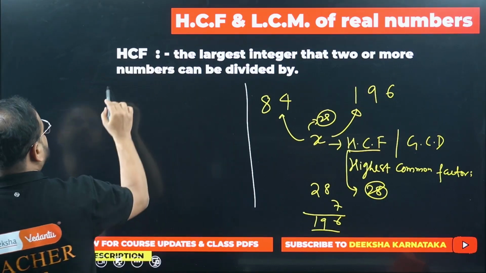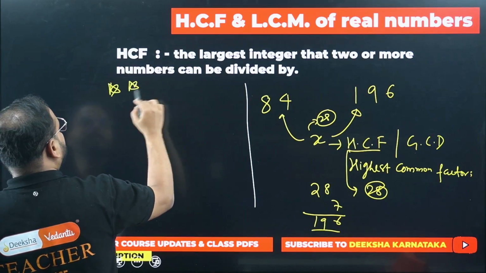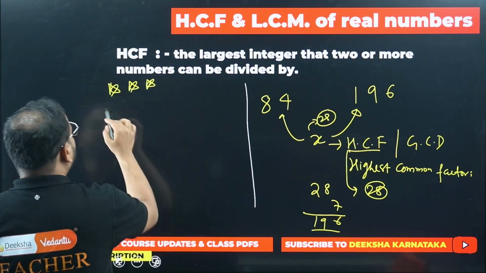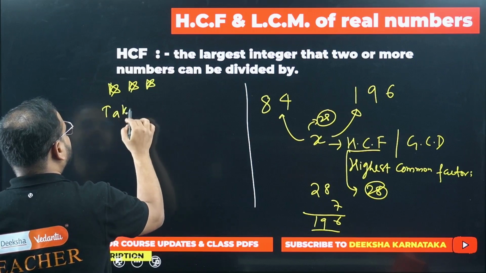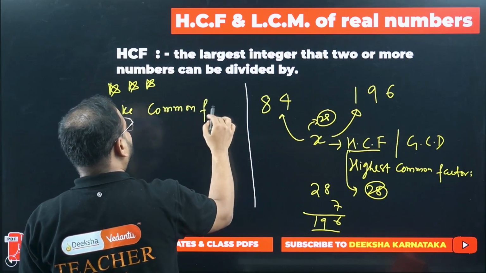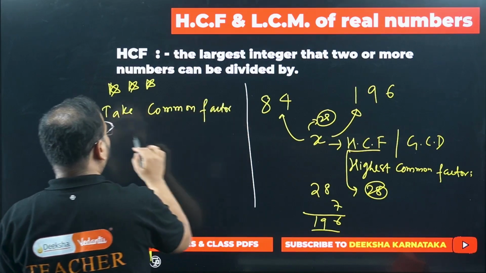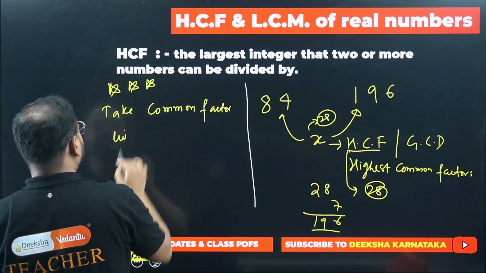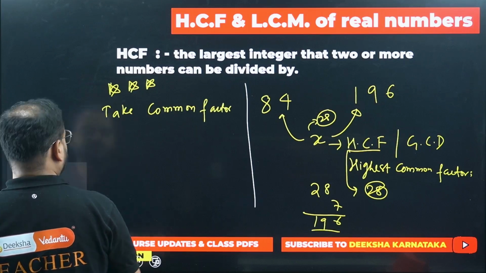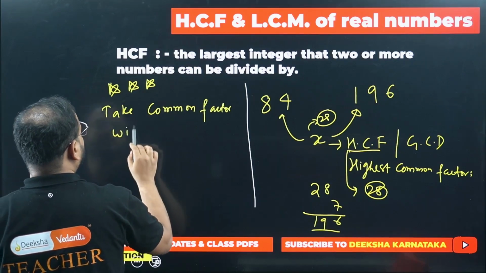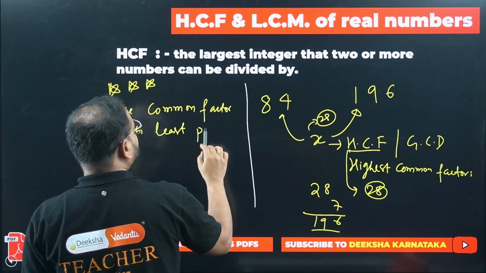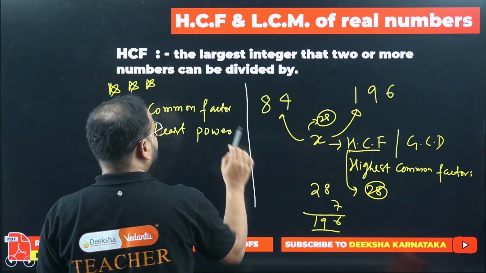Okay. So what is this rule, sir? So, what you're going to do is take common factors. Take common factors with what? With least power. Please understand this. Least power. I'll show you from the previous example. Common factor with the least power.